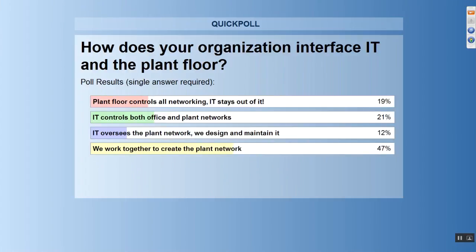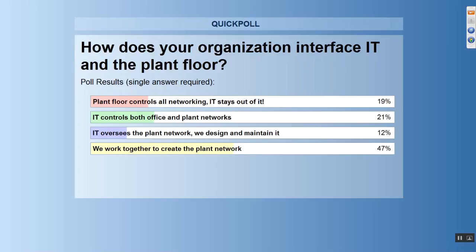All right, so it looks like about 19% of you say the plant floor controls all networking and IT stays out of it. They mind their own business. But 21% of you say that IT controls both the office and the plant networks. That one was the one that I actually thought was going to be the most popular. So it's kind of interesting to me that there was another one that was the most. The third option, which was the least popular, IT oversees the plant network. We design and maintain it.